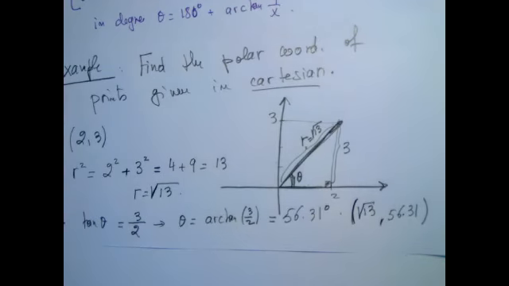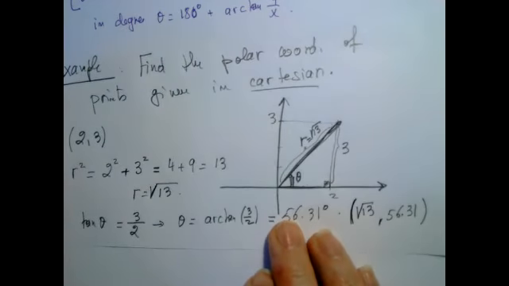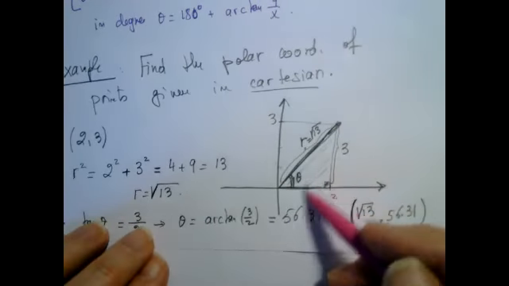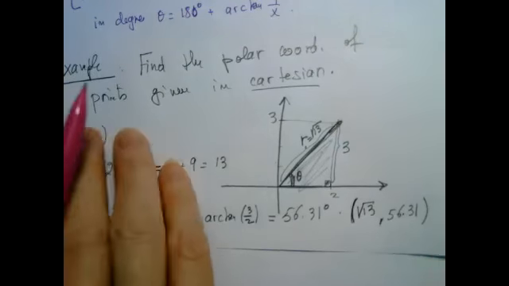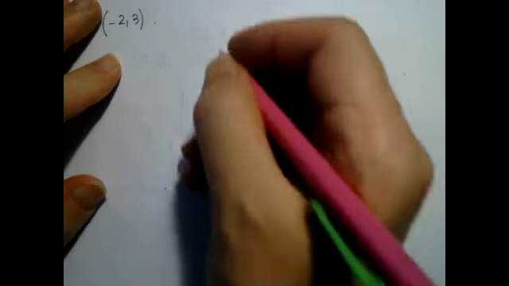All right, example number 2. And this one you have to listen carefully. The first example is easy. I'm working in the first quadrant. Things are very simple. Now the second example is the following. I'm going to take the point (-2, 3). This is in Cartesian. And I need to find the polar coordinate.